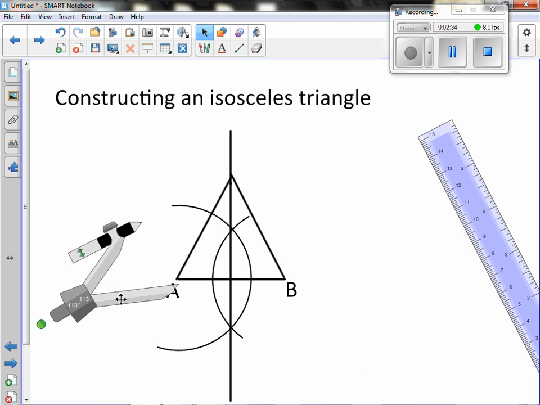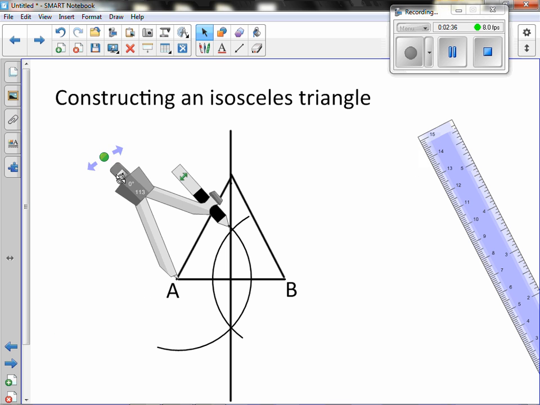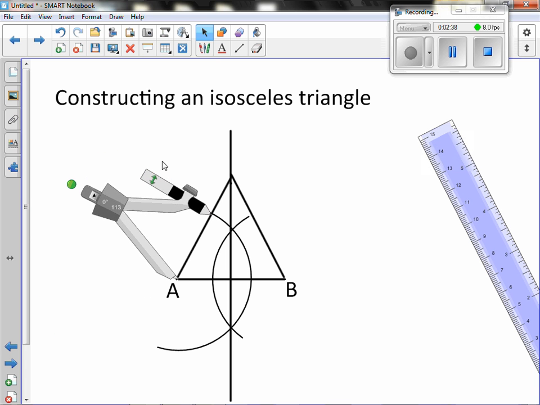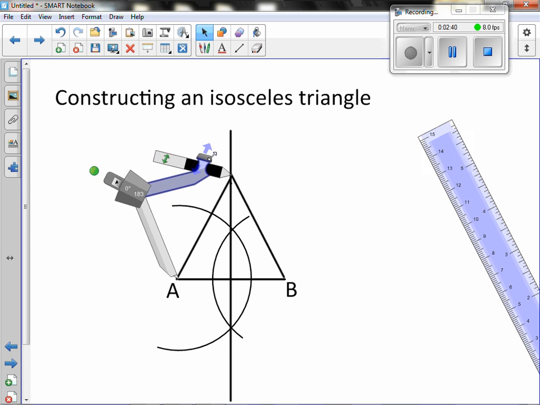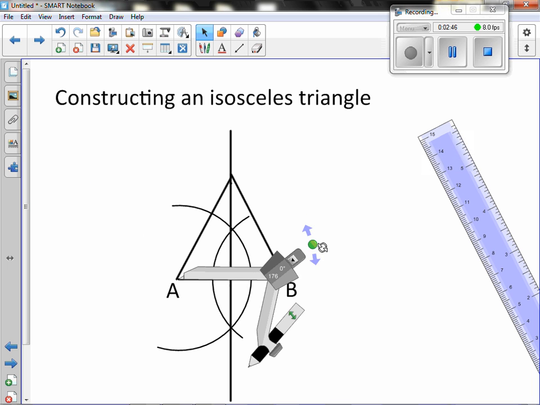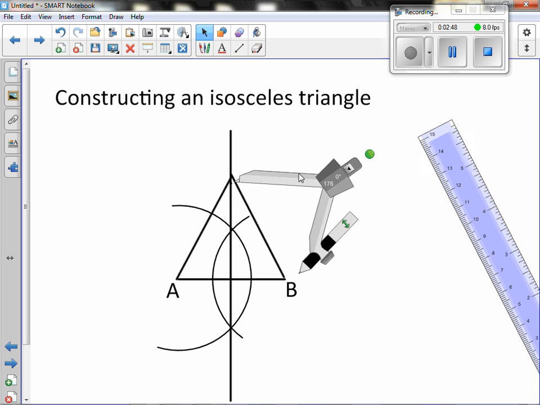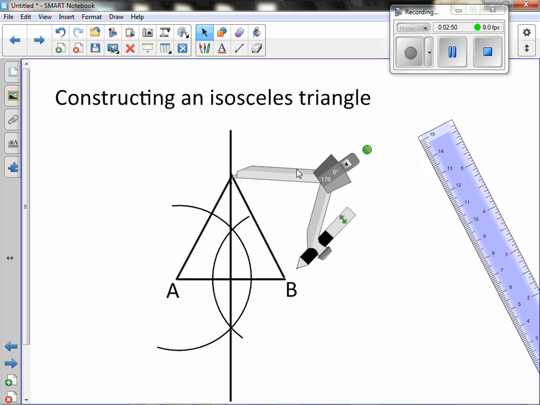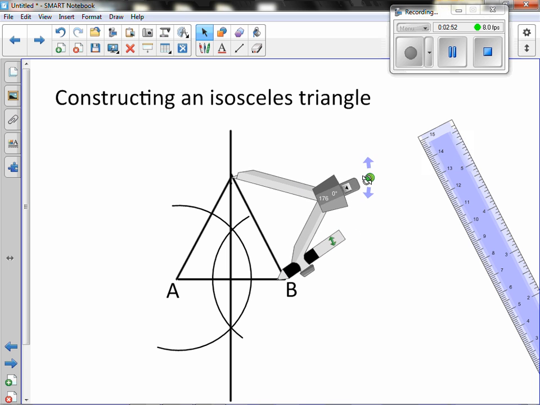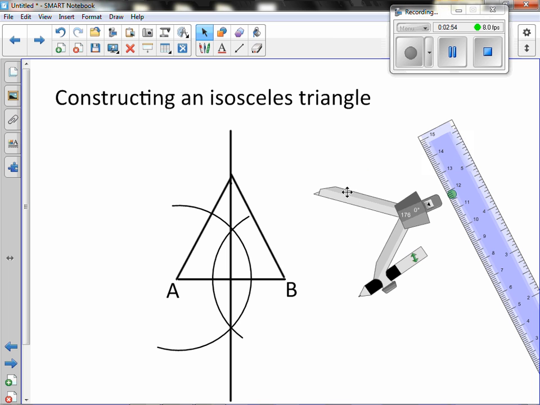And my sides should be the same length, which I can verify. Stretch my compass. I didn't do very well with my vertex. I should have been a little more exact with my ruler. But see how long that segment is? And this segment over here matches that segment length. So I know that I have created an isosceles triangle.